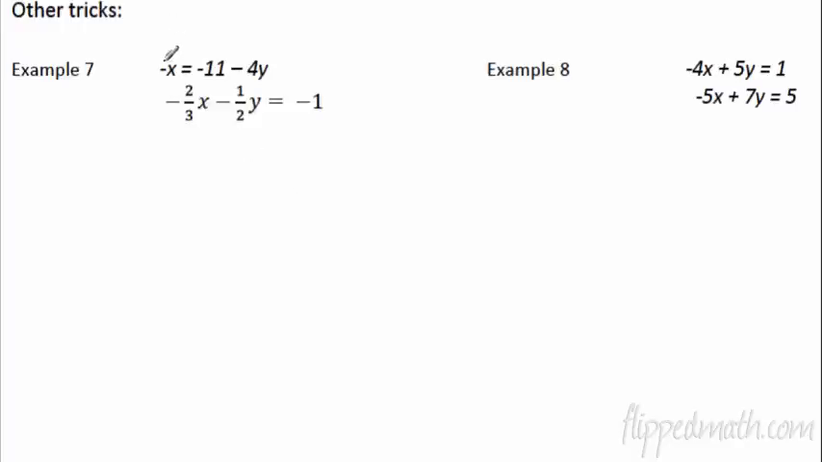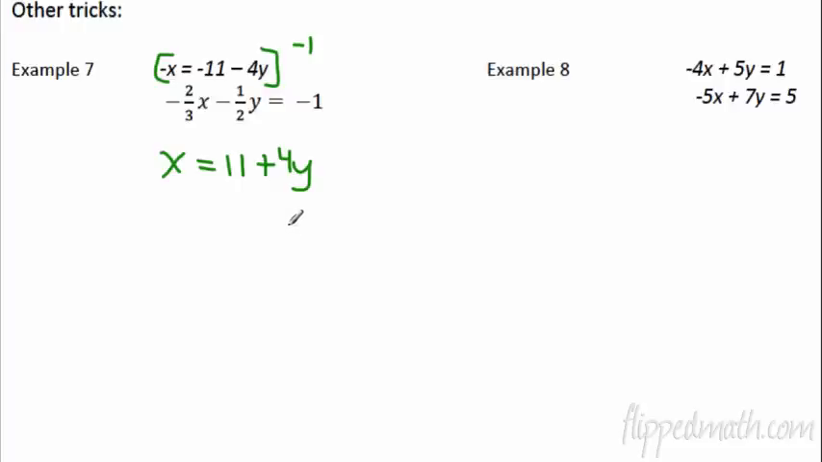All right, 7, I'm going to multiply. There's too many negatives here. Let's just multiply this by negative 1. I don't even know if I'm going to do substitution or elimination yet, but I'm allowed to multiply this equation and change the form of it. It's equivalent, so I can do that. So I'm going to multiply everything by negative 1, and I'm going to get x equals 11 plus 4y.